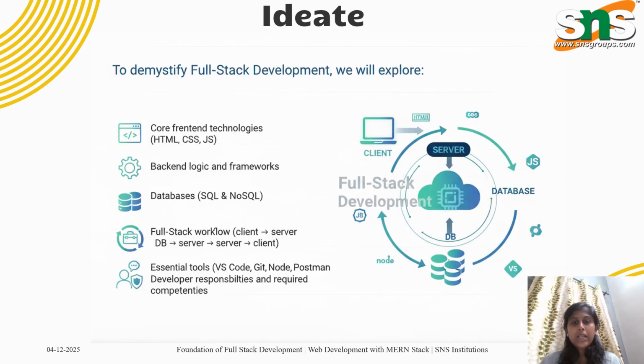Once the requirements are clear, the next step is choosing the right tools and technologies. In full stack development, this means identifying which frameworks to use for the front end, which runtime and server technology to use for the backend, and what type of database suits the application. This planning stage helps ensure that all parts of the system work smoothly together.